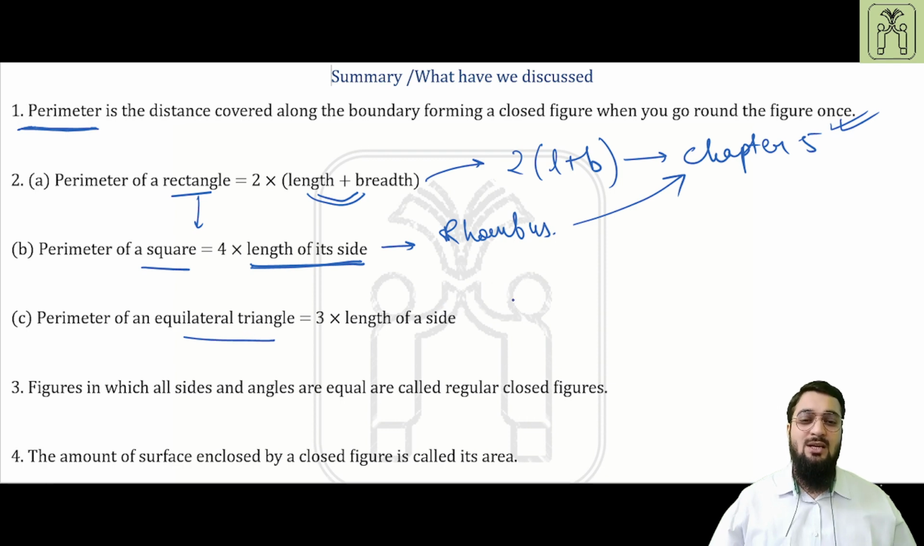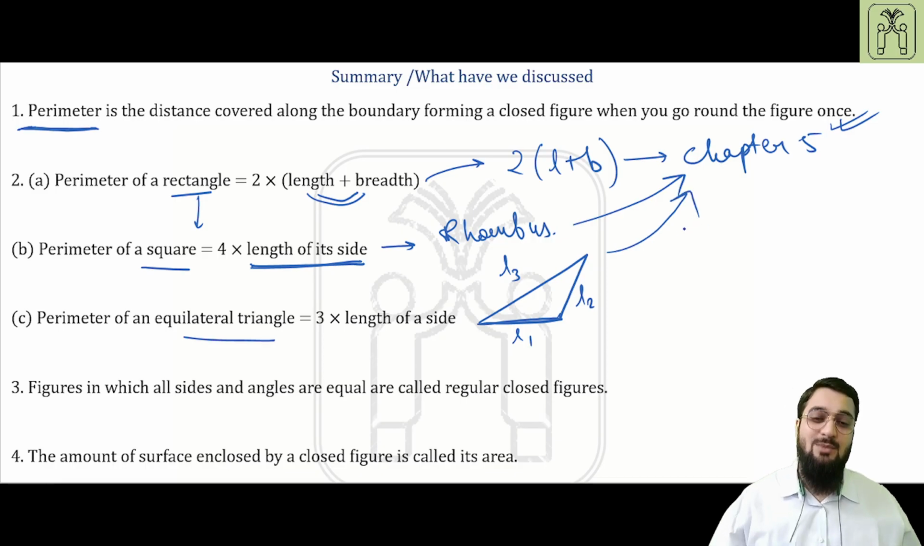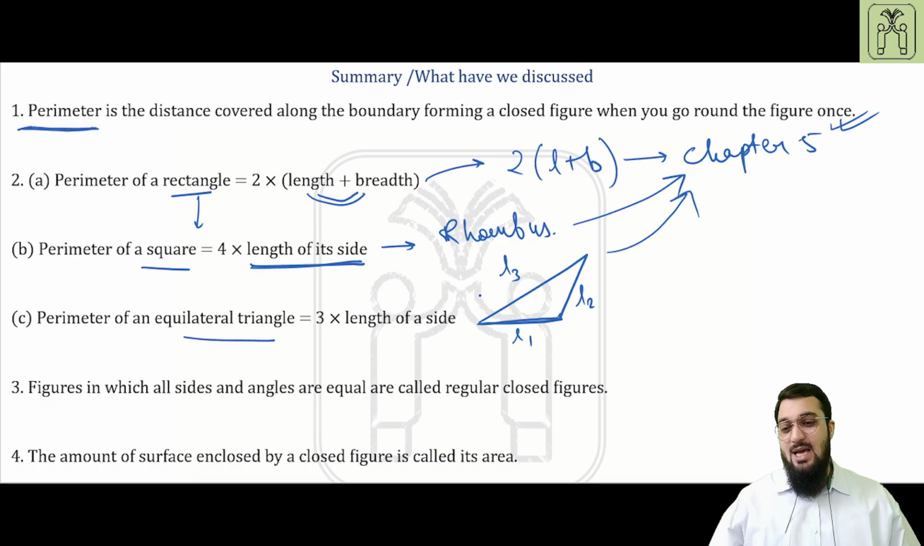Rather than only an equilateral triangle, we can find the perimeter of any triangle by adding the lengths L1, L2, and L3, whatever is mentioned. And we have also discussed its area. So what are the types of triangles? That has also been discussed in chapter 5, Understanding Elementary Shapes.